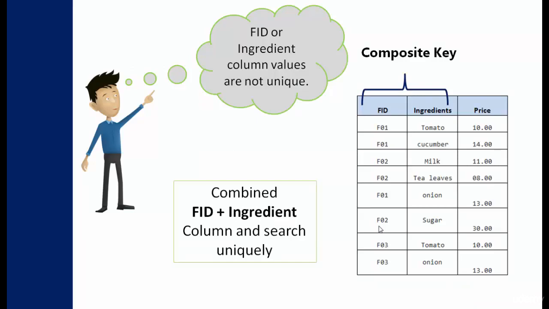Consider this table. If we individually see the FID or ingredient column values, they are repeating. You can see cucumber and tomato are repeated. FID value F01 is repeated multiple times, so if you try to search using F01, it will give you multiple records. Same in the case of ingredients. So what we can do is combine both the FID and ingredients columns to make it unique. Now both columns combined are able to search a record.